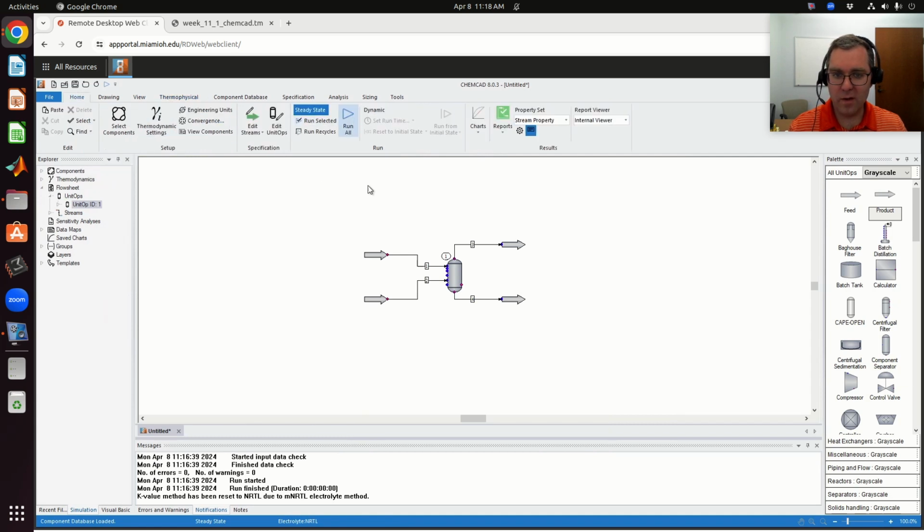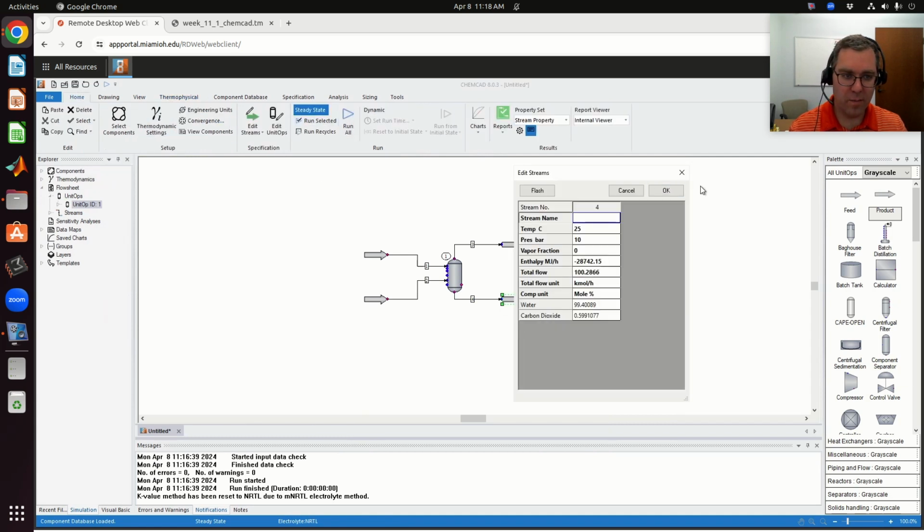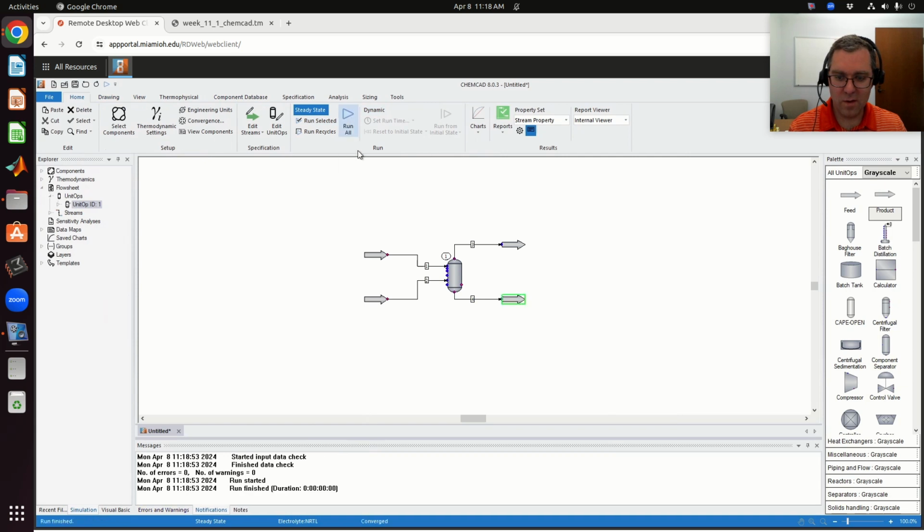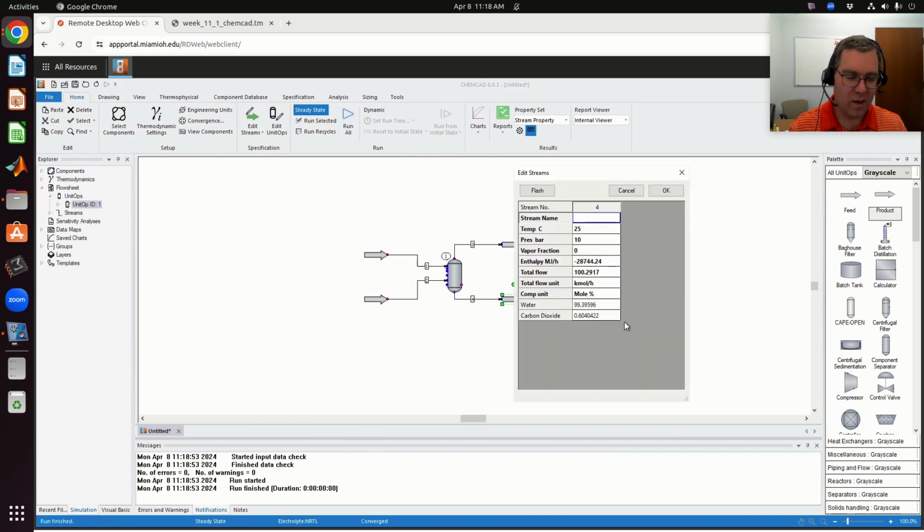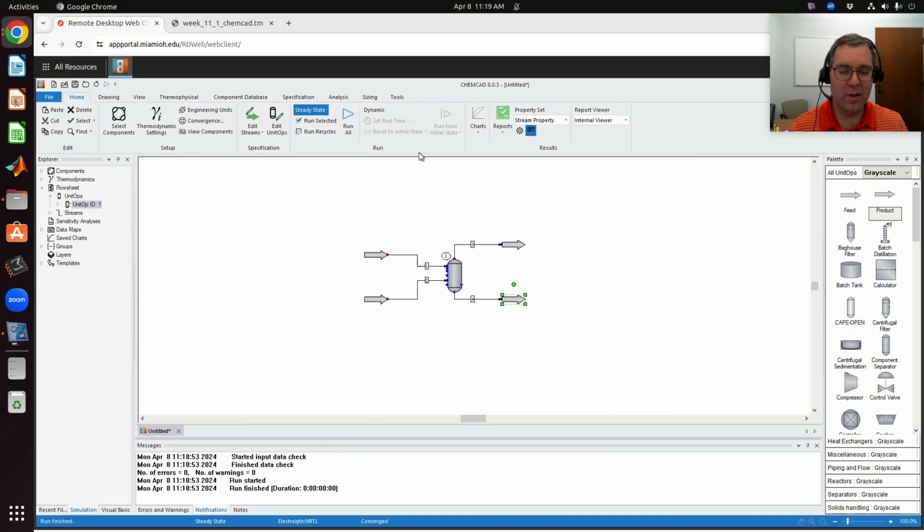So now if I run it, right now 0.6, it increases slightly from 0.599 to 0.6. So it makes a small difference. It increases the solubility of CO2.